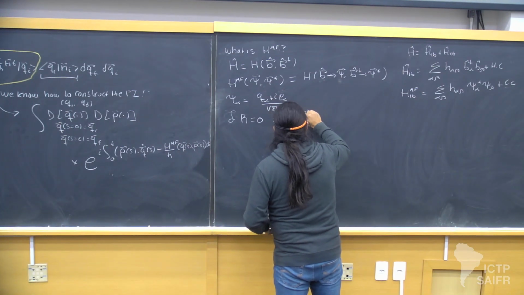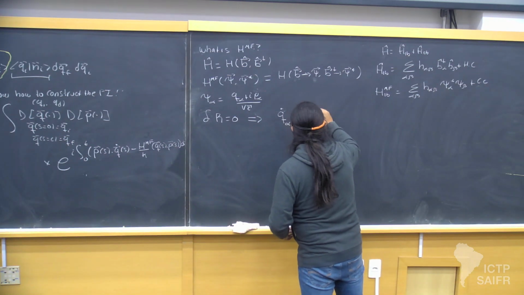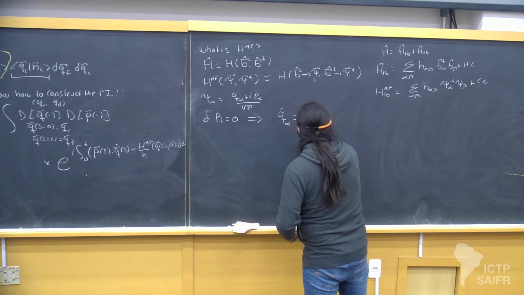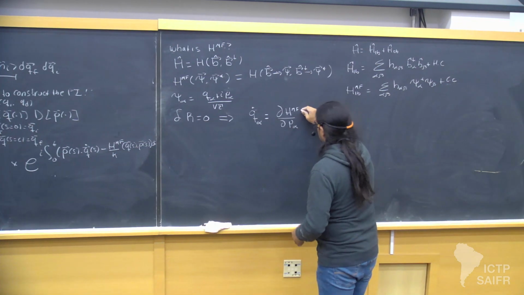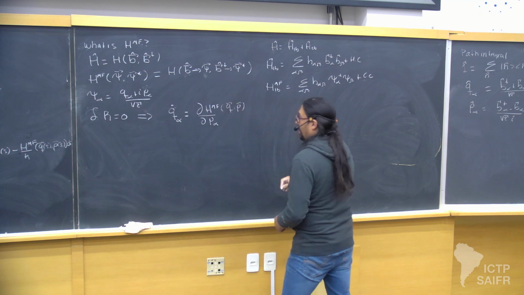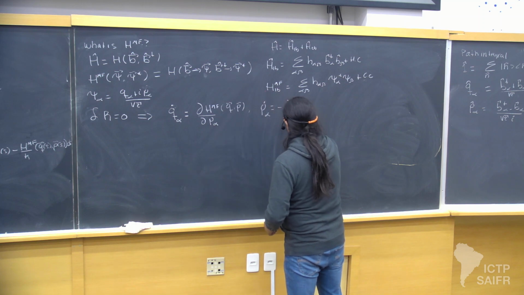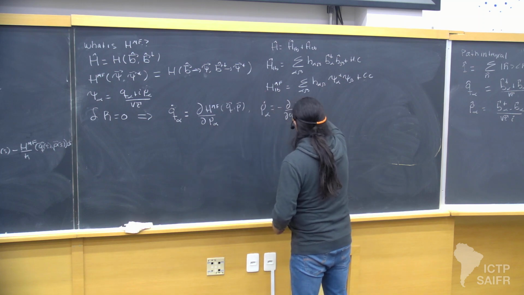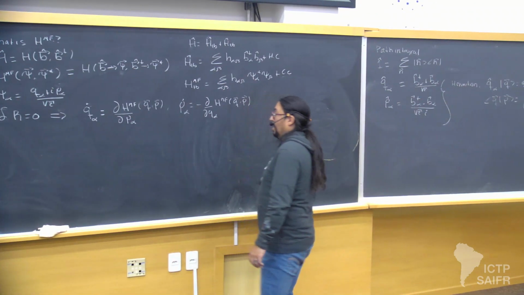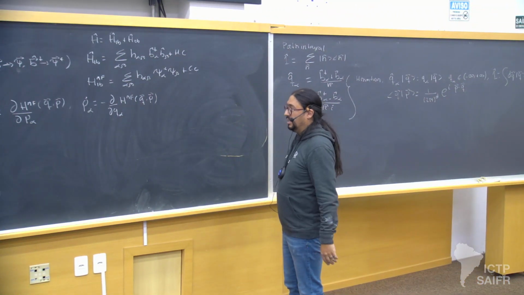From the variation, I will get, guess what? Q alpha dot is the derivative of H mean field with respect to P alpha. And this H mean field depends on all the Q's and all the P's. Of course, there is the other equation too. So, yeah, okay, these are Hamilton's equations in quadrature space, fine.